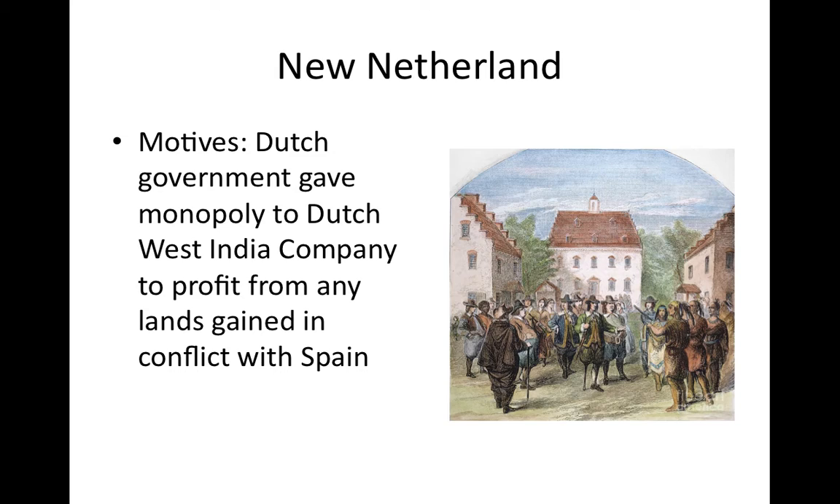The Dutch West India Company used that license, if you will, to establish New Netherland and the city of New Amsterdam as a way of keeping the Spanish from taking that same land. And they had an economic motive to do that. They would keep all the profit from doing that. So the Dutch government encouraged the Dutch West India Company to settle in North America.